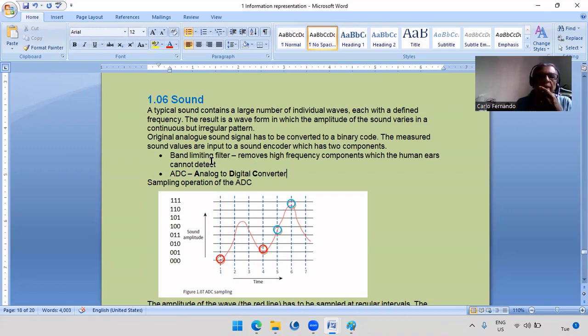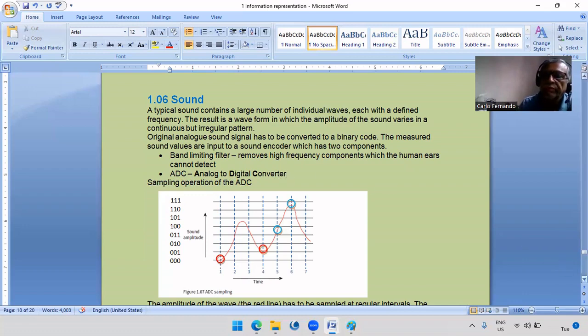So why do you remove it, if you don't hear it? Because though we don't hear it, when the microphone picks it up and stores it on the hard disk, that part is also information, and it needs bytes to store. If we can't hear it, what's the point? It's just making the file bigger. So we limit that. It's called the band limiting filter, and that is also done by the encoder. The second function is the ADC, which means analog to digital converter.